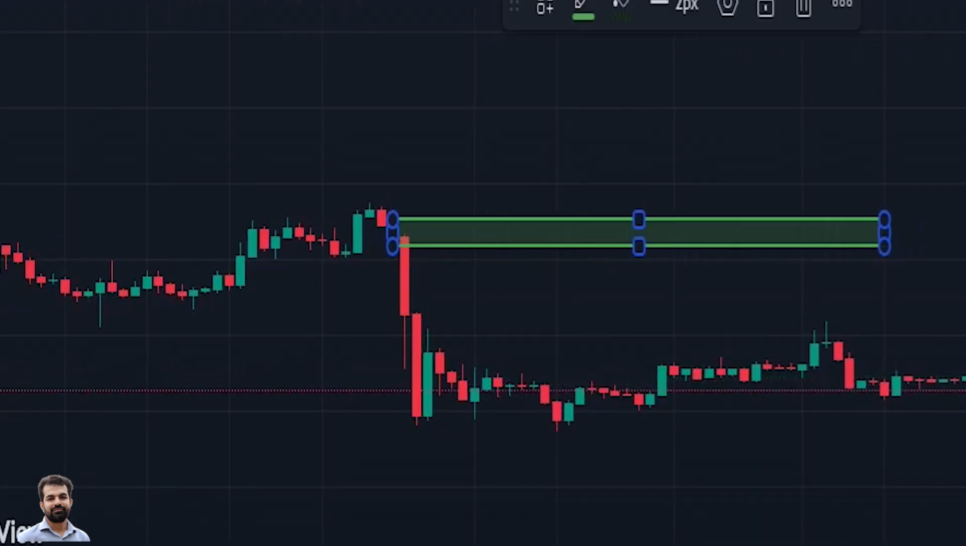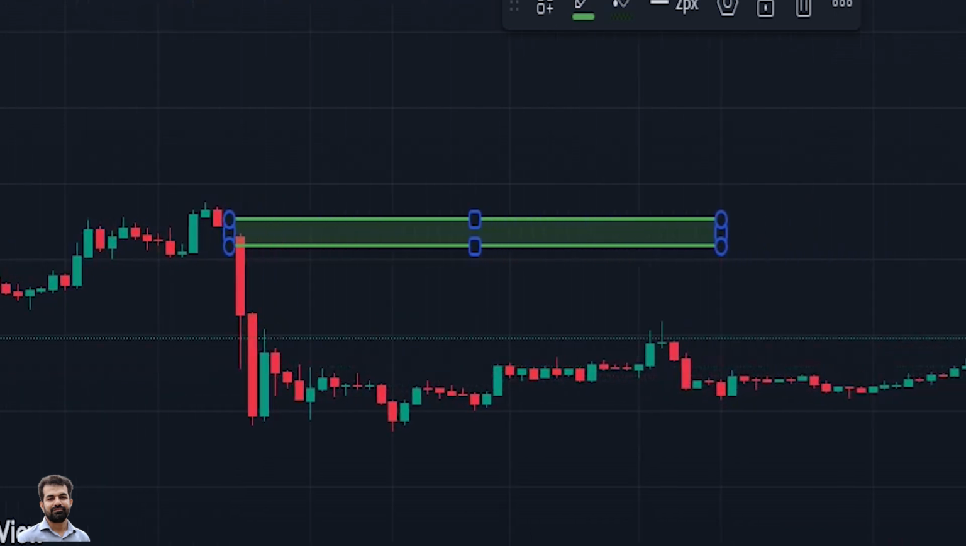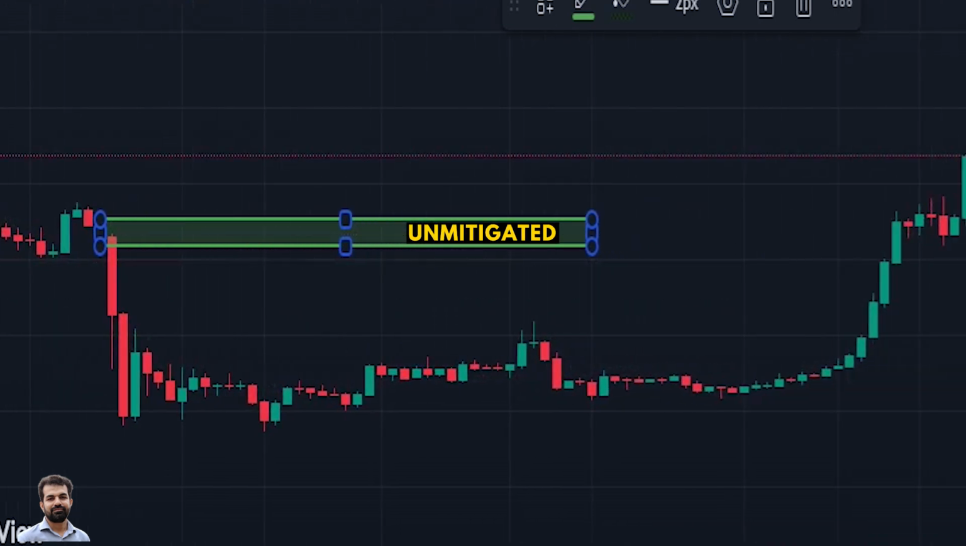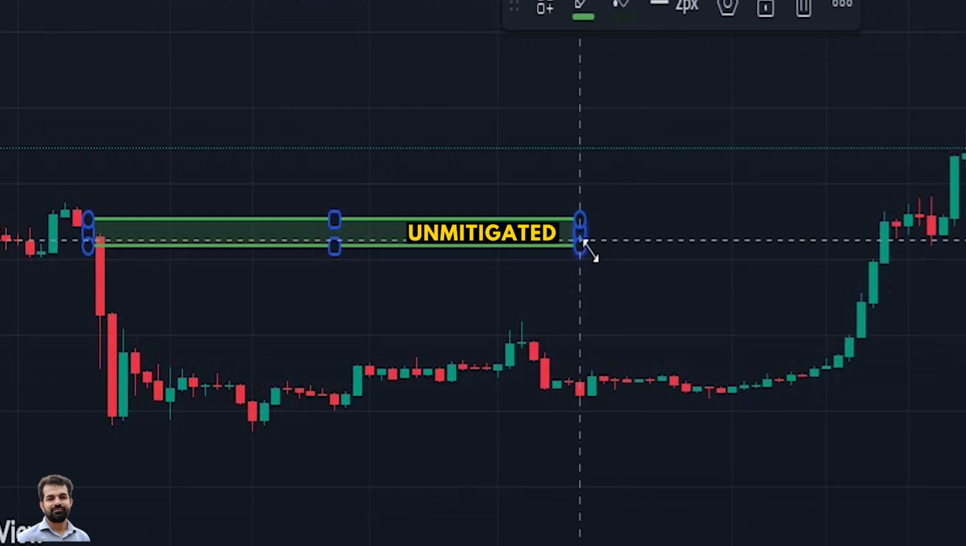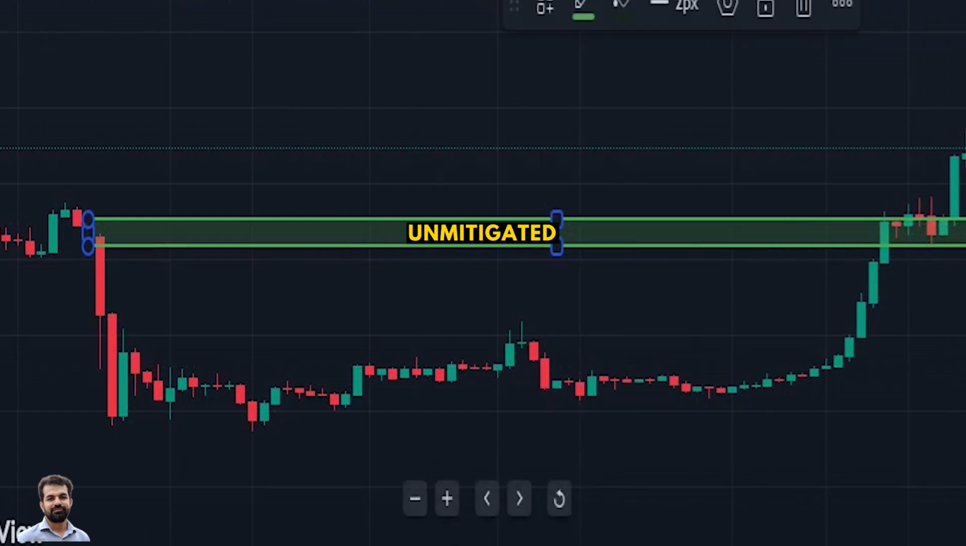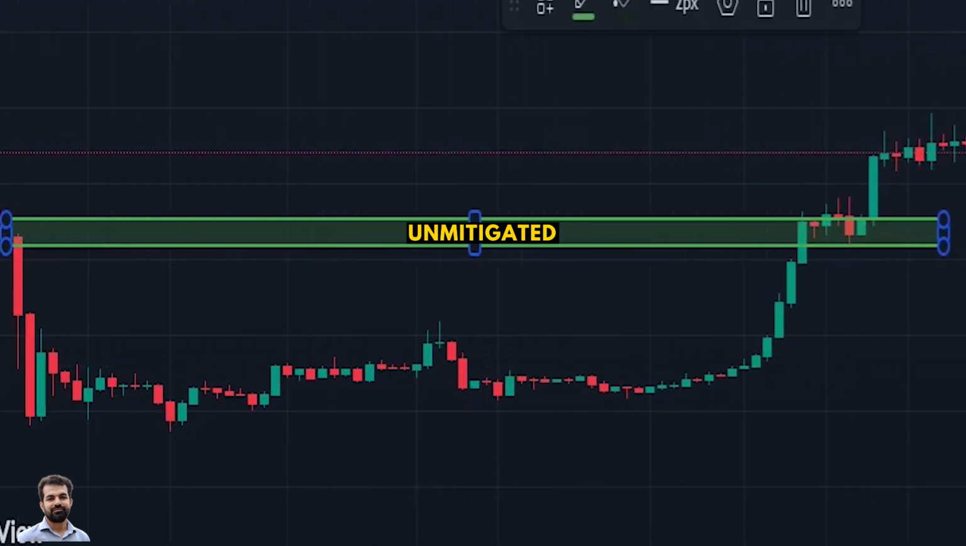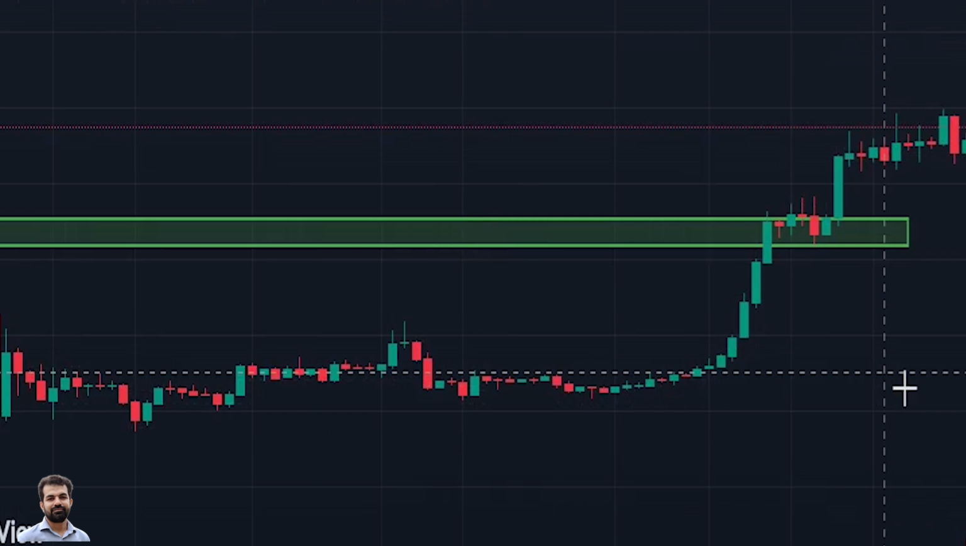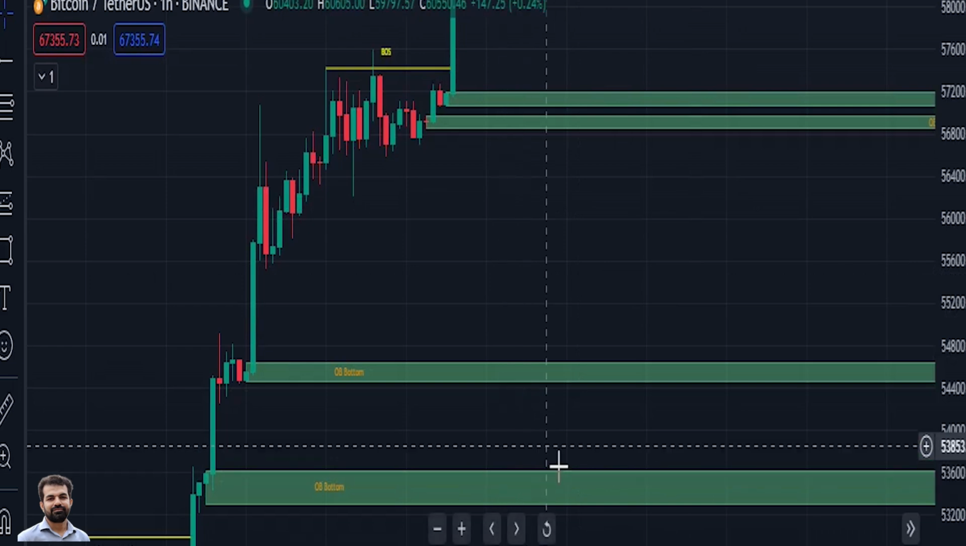Rule number three, it needs to be unmitigated. Order blocks are a one-time deal, so we are only on the lookout for trading opportunities when the price taps into an order block for the first time. No second chances here. Now let's take an example with the BTC 1 hour chart.